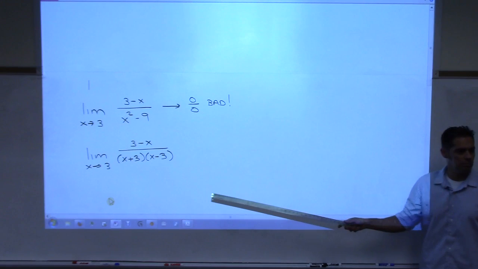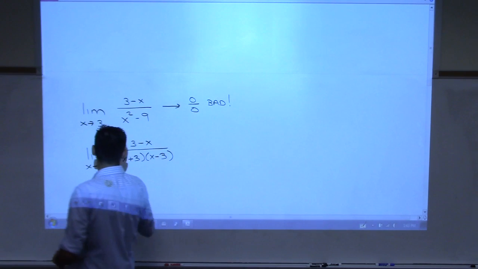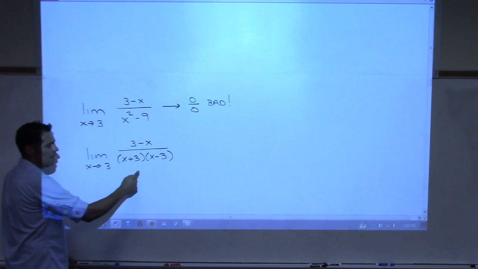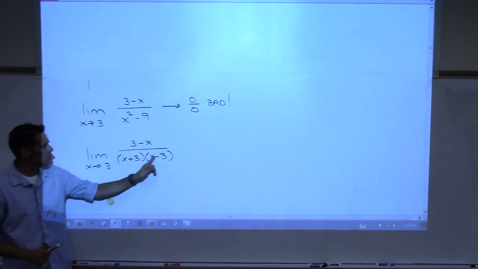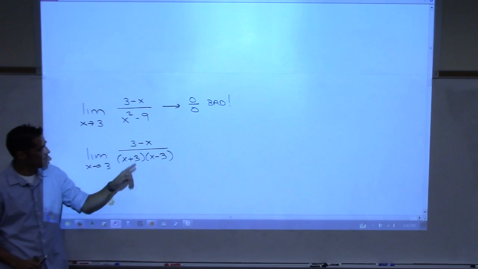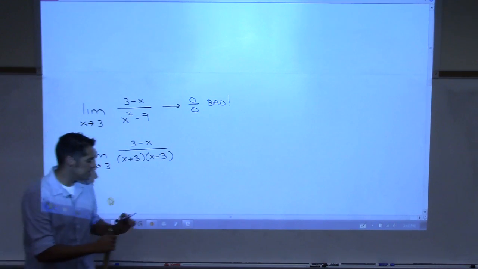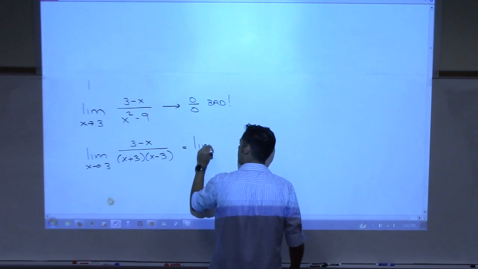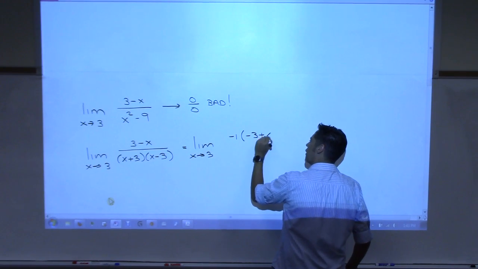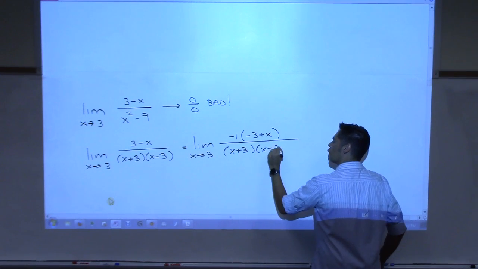Can I cancel? Not quite, right? They don't match up, right? This is 3 minus x. X plus 3. How about we notice that these two factors are off by a sign. This is positive 3, that's negative 3. That's negative x, that's positive x. So since they're off by a sign, what I can do is just pull a negative out, factor a negative out of the numerator. A negative 1 pulled out would give me negative 3 plus x. Like that.